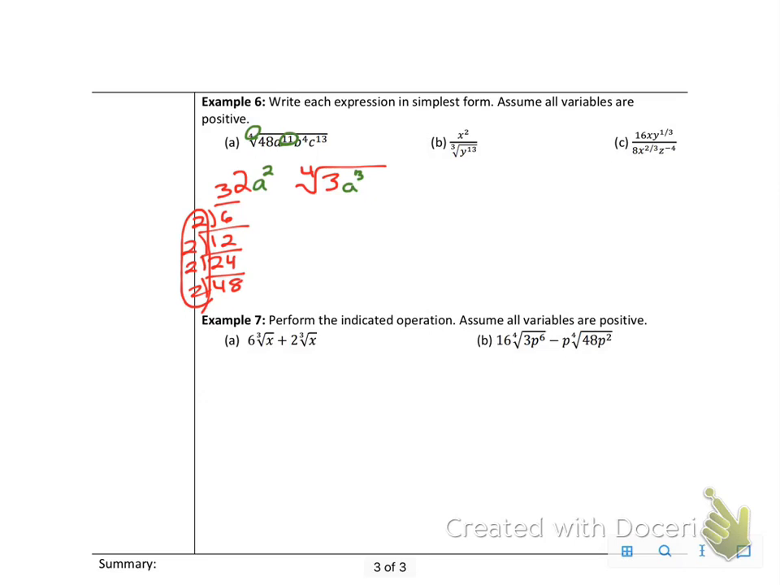All right, let's do that again. B, which is 4 divided by 4, well, that divides evenly. And we're assuming that all variables are positive, so I can just put a B outside. I don't have to worry about anything left over on the inside.